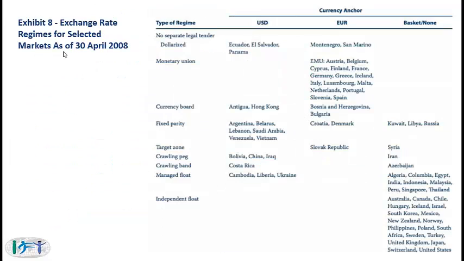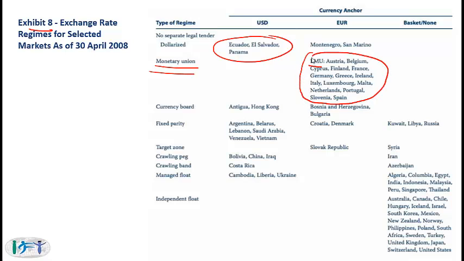Here I have reproduced Exhibit 8 from the curriculum. You don't really need to remember the facts over here, but I think it is interesting to know what types of regimes exist in different countries. I mentioned Ecuador or Panama earlier, so here we have dollarization, monetary union. This is the European Monetary Union or the Eurozone. These are the countries in the Eurozone, at least at this point in time.